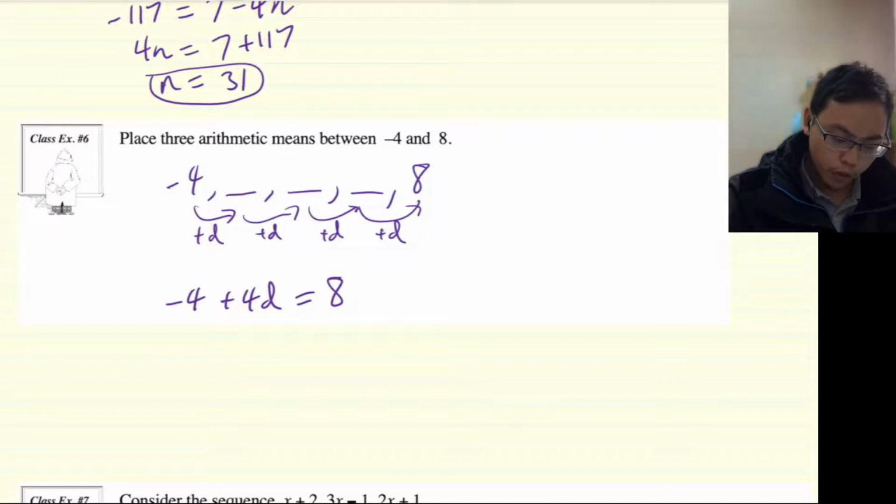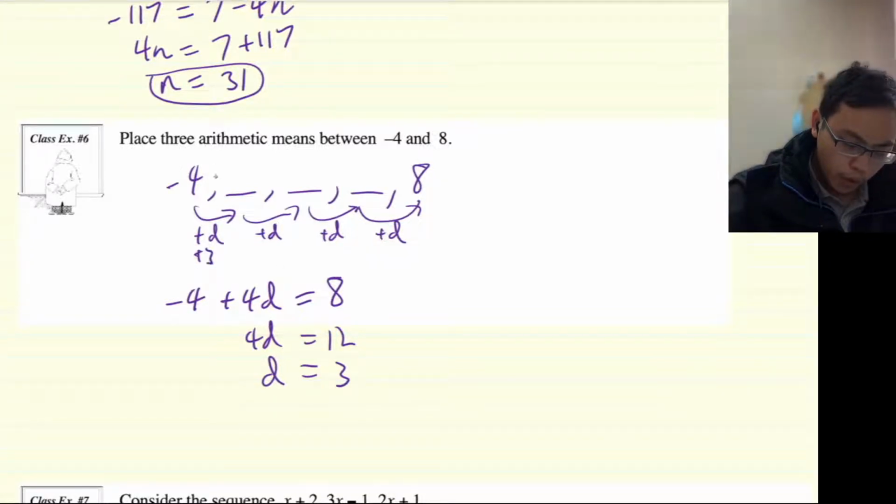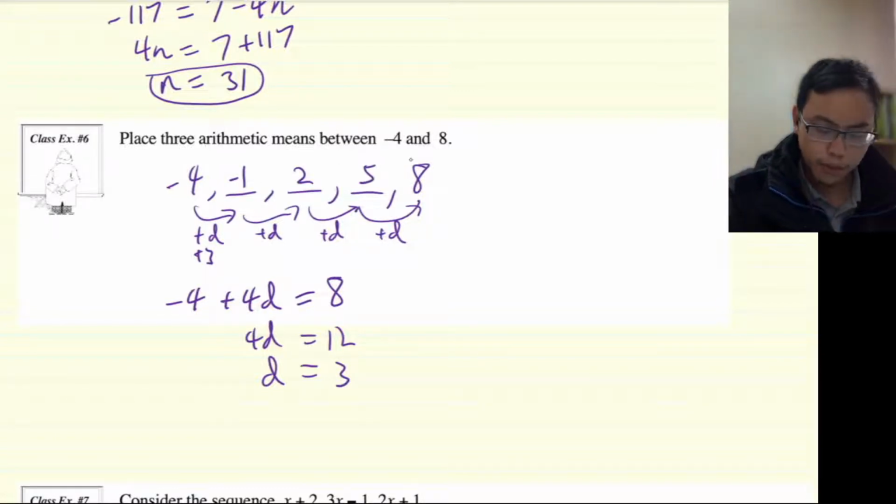So we can use some algebra to do this. 4d is equal to 12. So d is equal to 3. And so every time we're adding 3. So -4 plus 3 is -1. And then plus 3 is 2. Plus 3 is 5. And then plus 3 is 8.